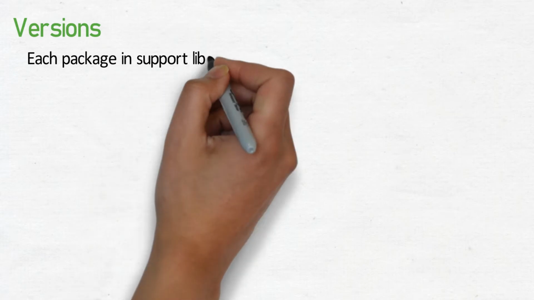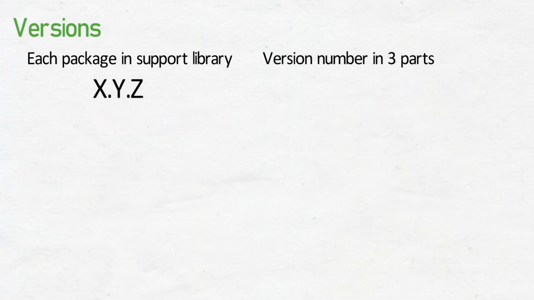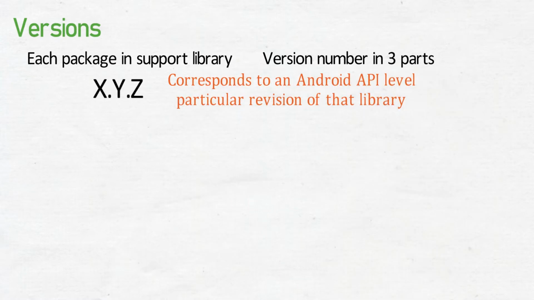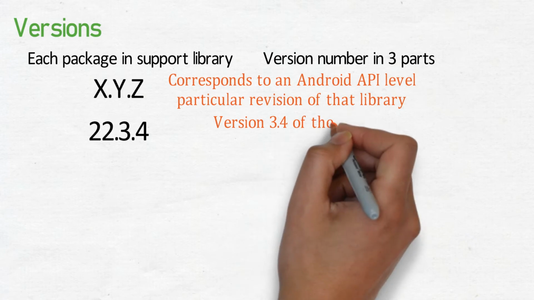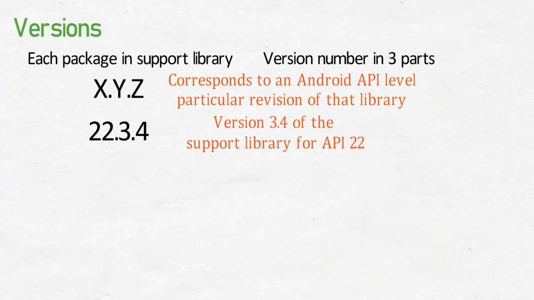Each package in the support library has a version number in 3 parts, x.y.z, that corresponds to an Android API level and to a particular revision of that library. For example, a support library version number of 22.3.4 is version 3.4 of the support library for API 22.